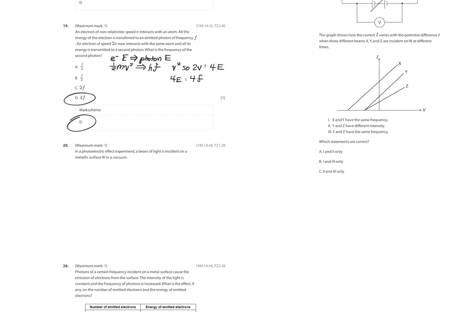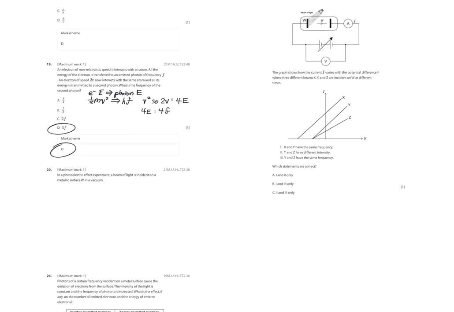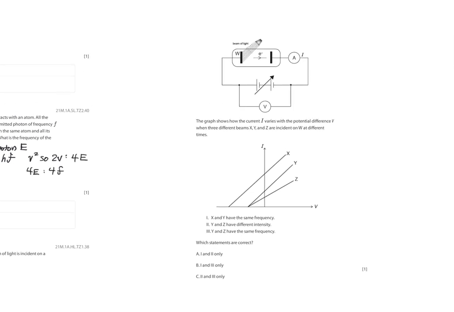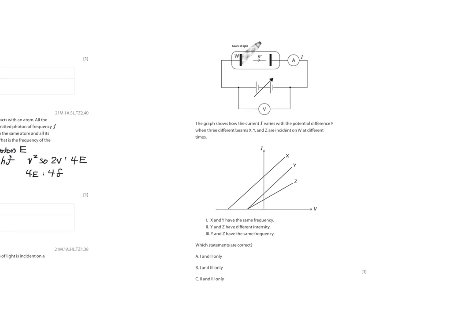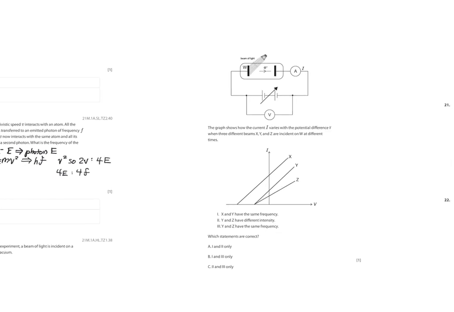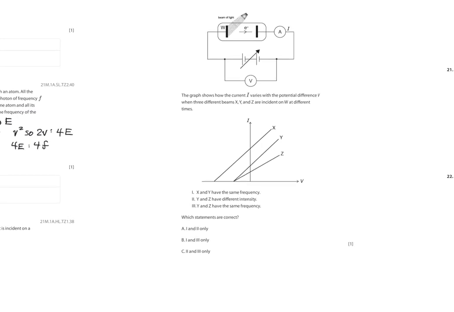So number 20, again, it's broken weird. So here's the setup. We have the phototube, we have the ammeter, we have a voltmeter, and a variable power supply. It says the graph shows how current varies with voltage for 3 different beams, X, Y, and Z, incident on the collection plate at different times. And so there's statements. 1, X and Y have the same frequency. 2, Y and Z have different intensity. 3, Y and Z have the same frequency, and which is correct.